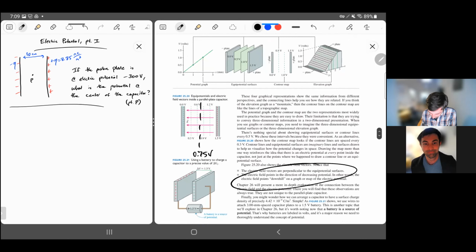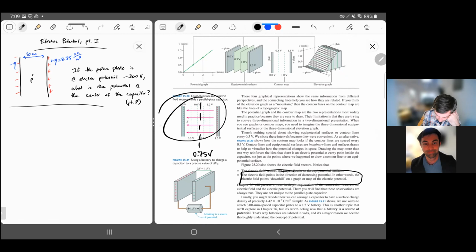And this will be really important. The electric field lines are perpendicular to the equipotential surfaces, and the electric field is pointing in the direction of decreasing electric potential. Electric field points in the direction of decreasing electric potential. See how it's pointing to the left right here? That's the direction of decreasing electric potential from 1.5 volts to 0 volts.